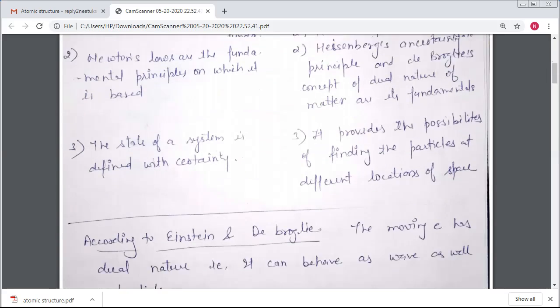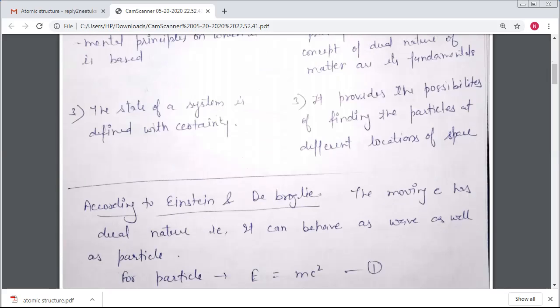Now the third point is that in classical mechanics the state of a system is defined with certainty, and in the quantum mechanics, it provides the possibilities of finding the particle at different locations of the space. So these are the main differences between the classical and the quantum mechanics. So here one thing that we know about the quantum mechanics or the wave mechanics.